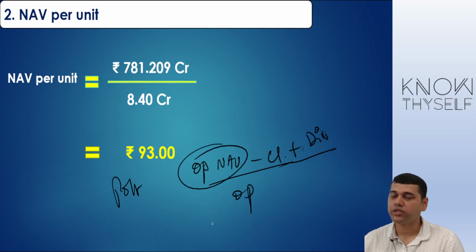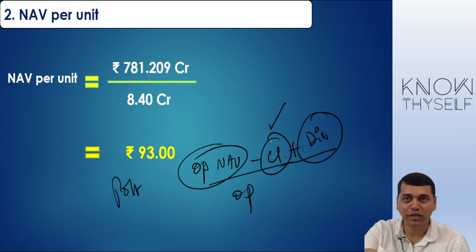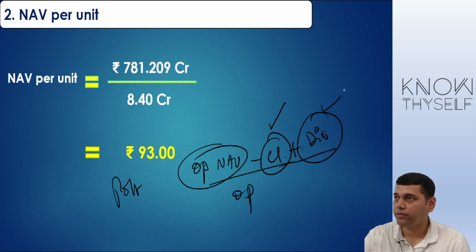Do I have this information? No. Where do I know it? Exactly, we have to calculate. Do I have the dividend information? I have. They told me how much dividend was declared.